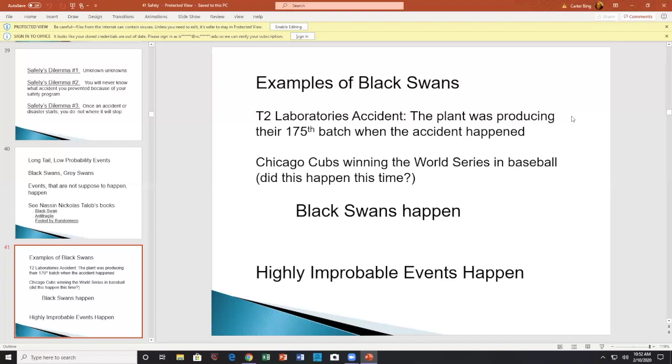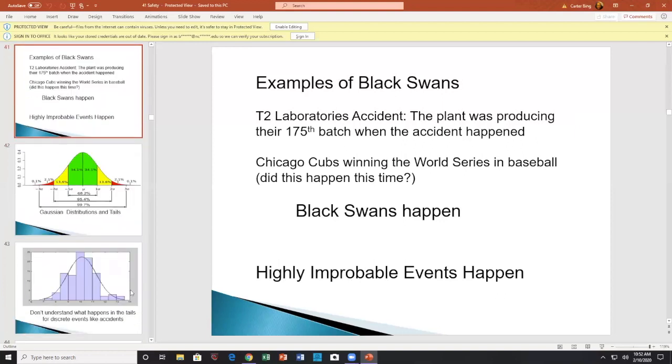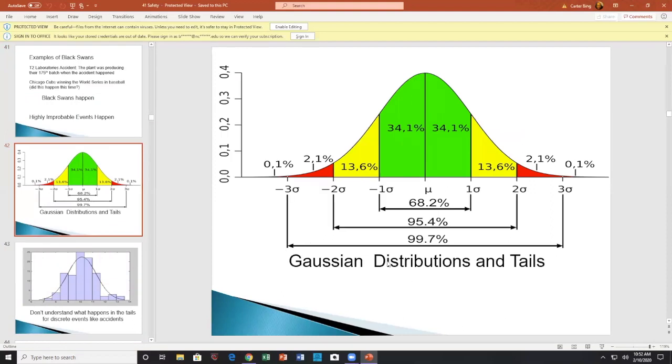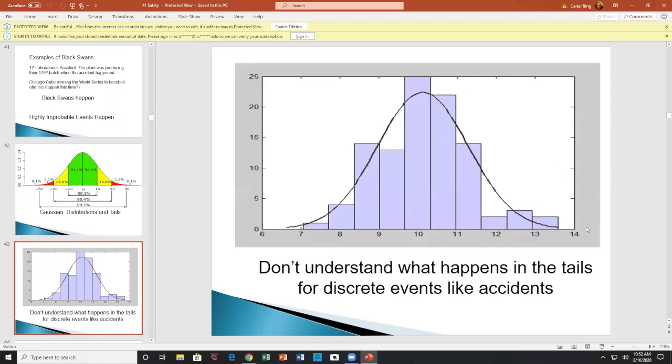So we have Chicago Cubs winning the World Series of Baseball. Is that going to be a black swan? I think they did, right? I'm not sure. This is 2020, February 10th, 2020. So I suspect very improbable events happen. Very improbable events happening. So if we take a distribution, right? But we're out here at the 0.1%, sorry. Again, if we look at this, way out here past 15, 16. We don't understand what happens in the tails. It's basically the problem.